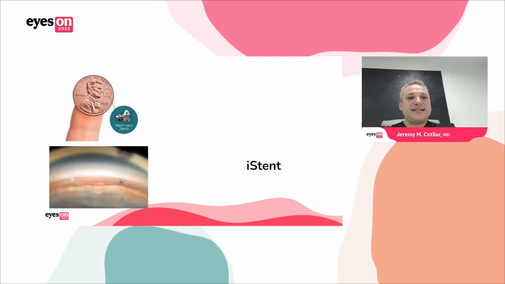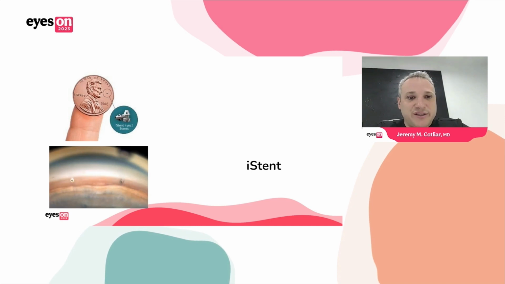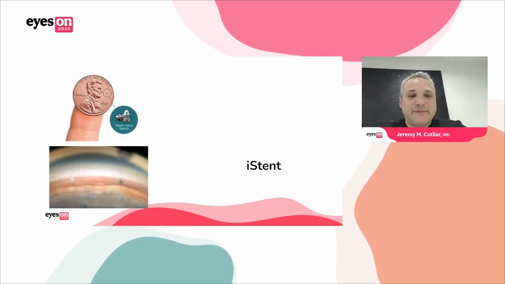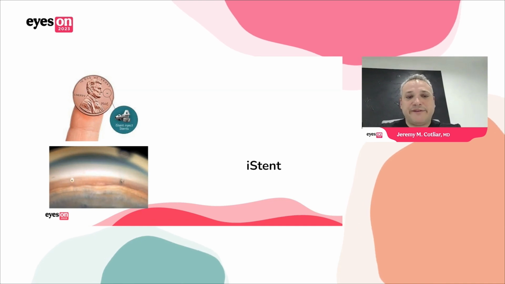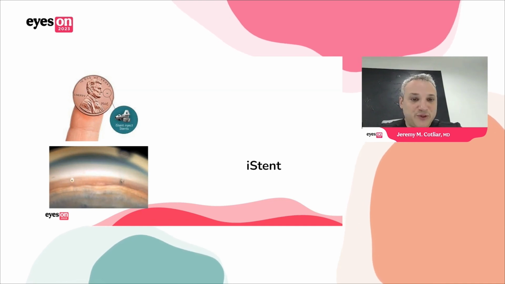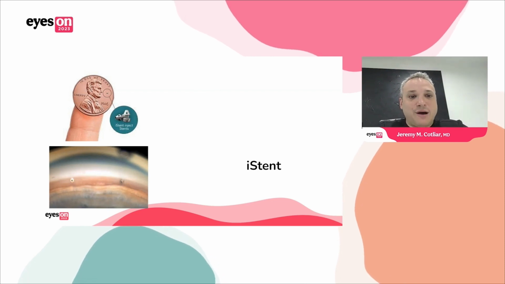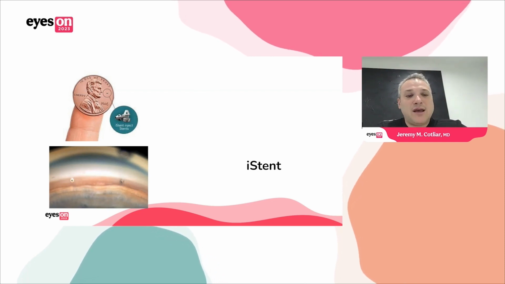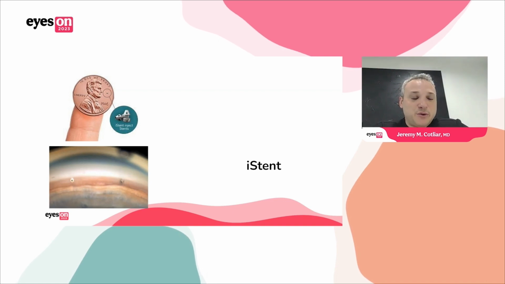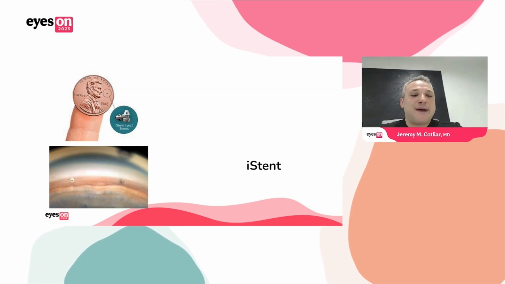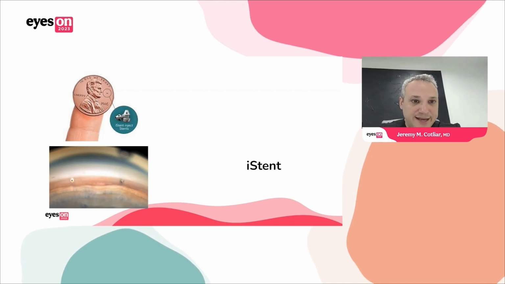This is the iStent. There have been many different generations of the iStent, and admittedly, I don't do many of these. I did them when they first came out, and I found them to be very difficult to inject. But it seems to have gotten better over time, and now it's up to the iStent inject, where you implant these little snorkels in the nasal angle, which will allow you to bypass the trabecular meshwork to allow aqueous humor to drain into Schlemm's canal.